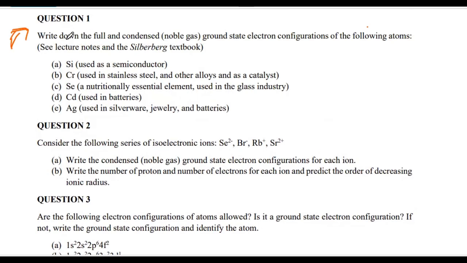Okay, so we start question 1. Write down the full and condensed ground state electron configuration of the following atoms.